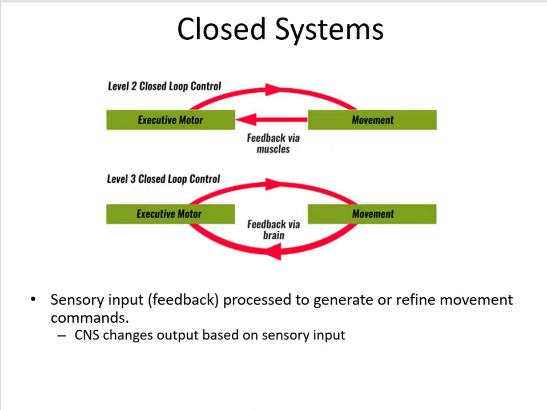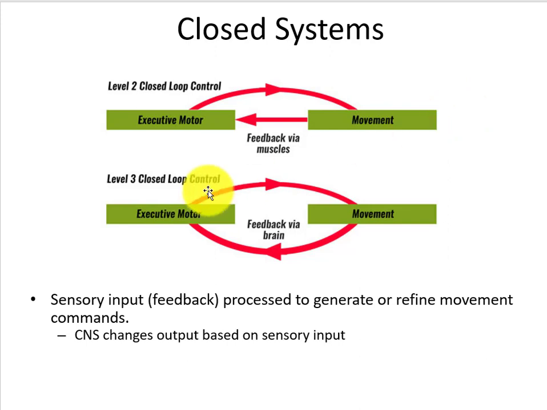In contrast, closed loop systems can be of these two fashions. The first one, the level 2 closed loop control, is when the executive motor system actually makes a movement plan and receives feedback via the muscles, which it can use to either ensure the movement is progressing as it should or to correct a movement. An example of this level 2 closed loop control would be a gymnast walking on a beam.